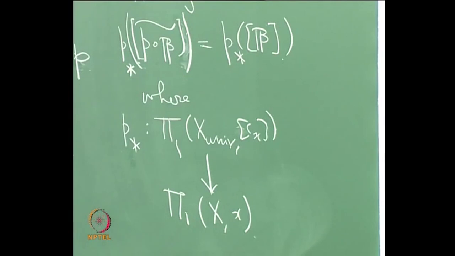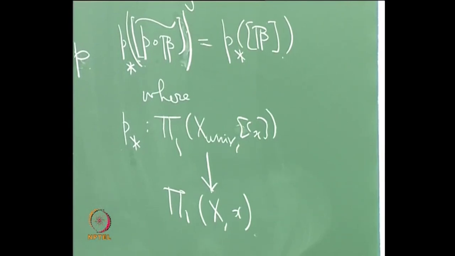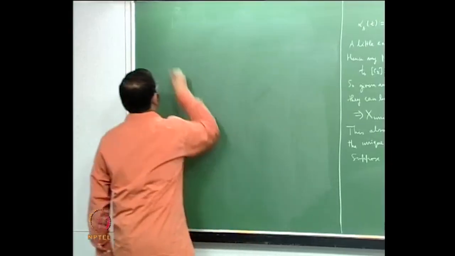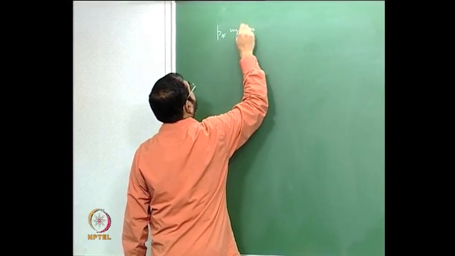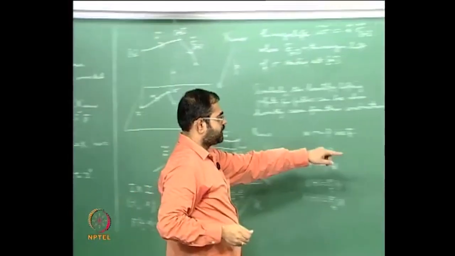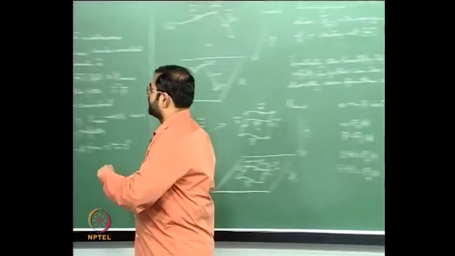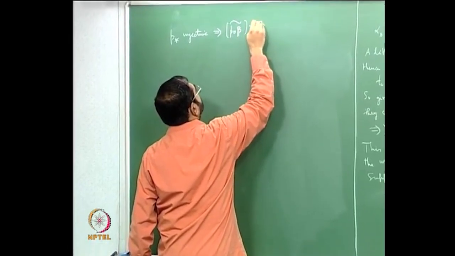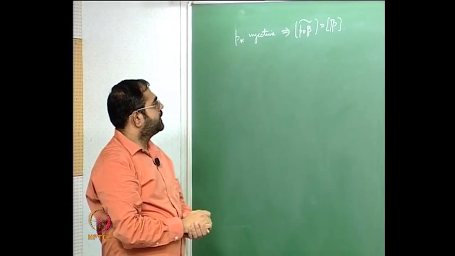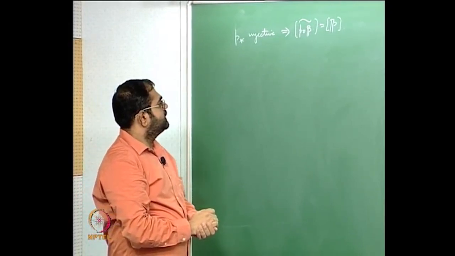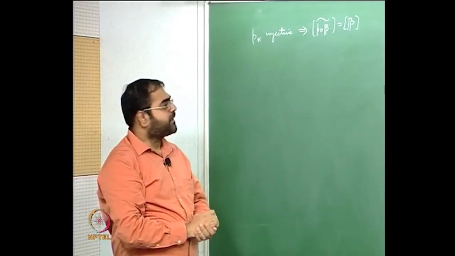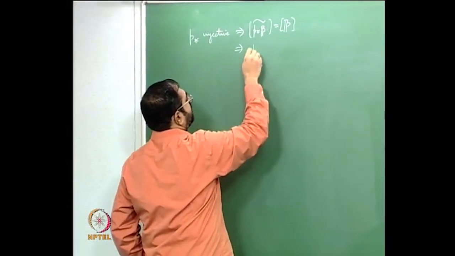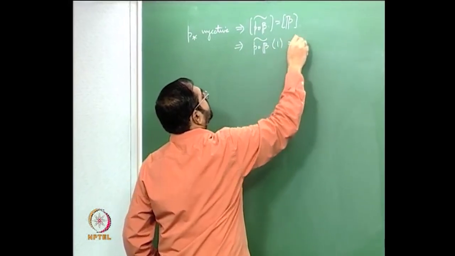Let me go back there. So P lower star injective will tell you that those two elements are the same. So what it will tell you is P circle beta tilde is equal to beta. These two are the same, so what it means is they have to be FEP homotopic. In particular it means their endpoints are the same. So this will tell you that the endpoint of P circle beta tilde will be the endpoint of beta.